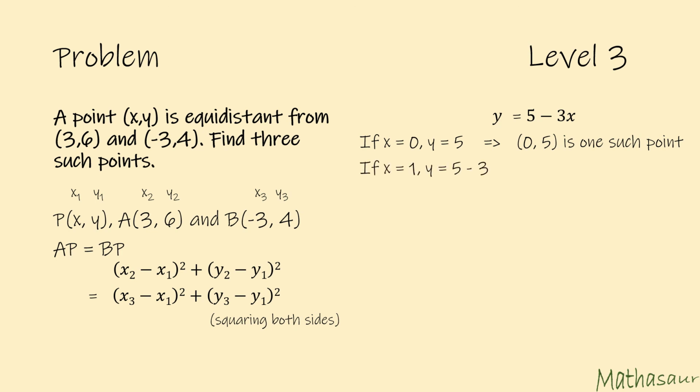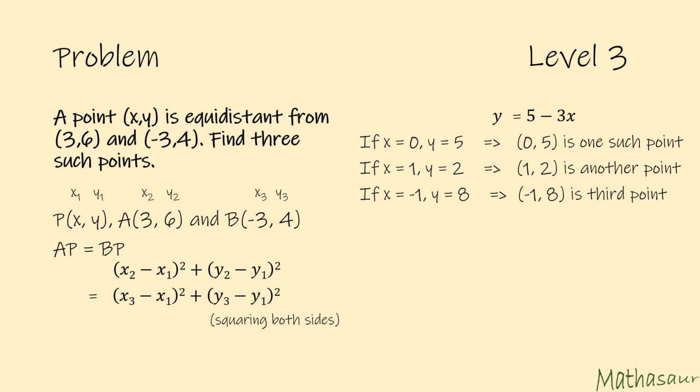Let us put x equals 1. Upon substituting the value of x, we would get y equals 2. So 1, 2 would be another point. You could put any value of x. Let us put x equals minus 1. We get y equals 8 from the equation. So minus 1, 8 is the third point equidistant from A and B.